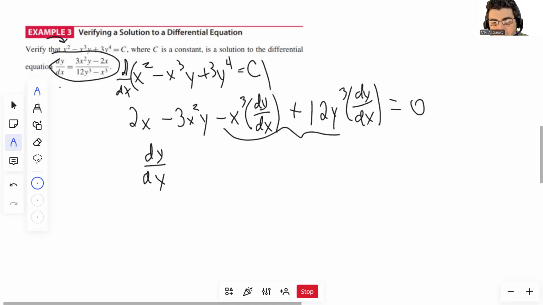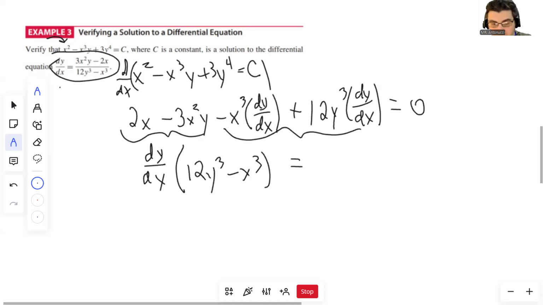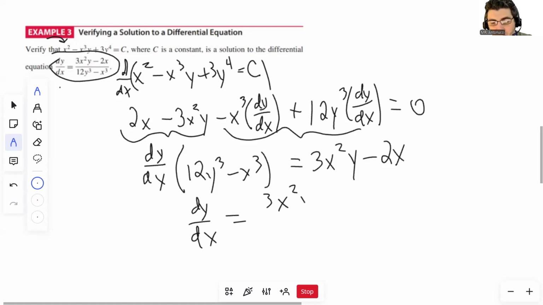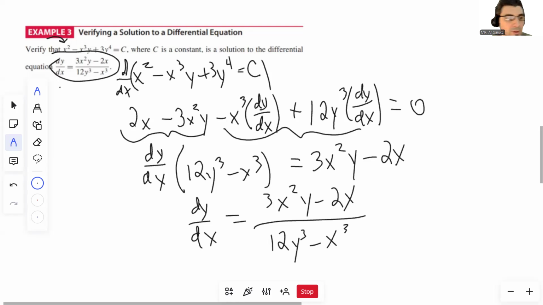So I'm going to factor it out of these two terms here and rewrite it as 12y cubed minus x cubed, and then put these two terms on the other side. So it'd be 3x squared y minus 2x, and then solve for dy/dx. Just divide by that quantity. So dy/dx equals 3x squared y minus 2x all over 12y cubed minus x cubed.